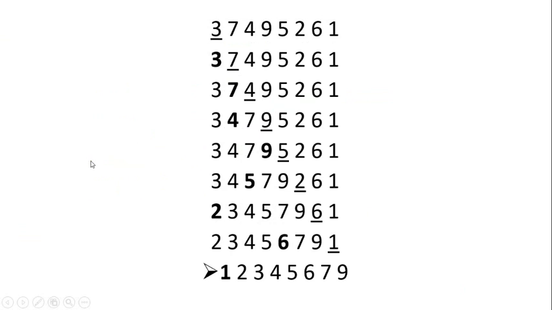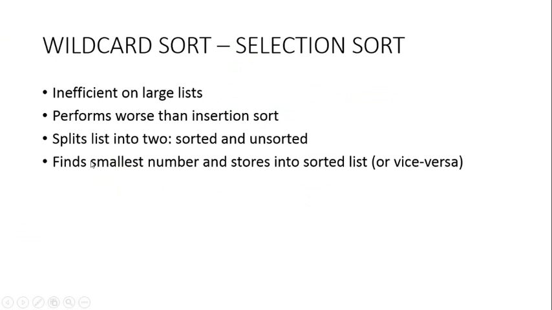Okay, and our last sort is the wildcard sort, which we've chosen to do selection. Technically, it is an inefficient sort because of the way it has to compute. It performed worse than the insertion sort that we just went through. It basically splits the array into two, sorted and unsorted. It finds the smallest number and stores it into the sorted list. Or it could be vice versa. You could find the biggest number and store it into the new list.